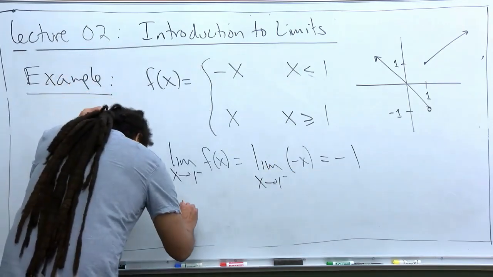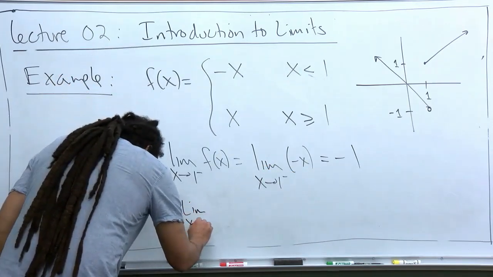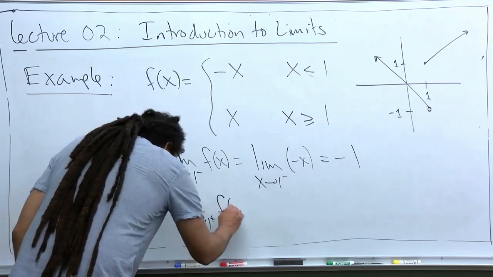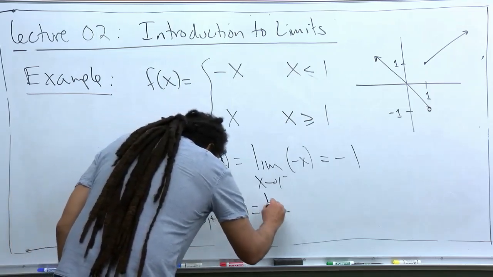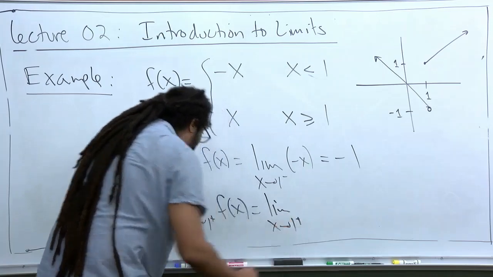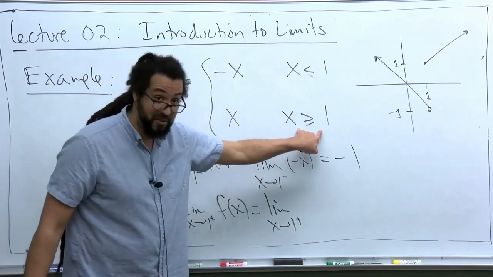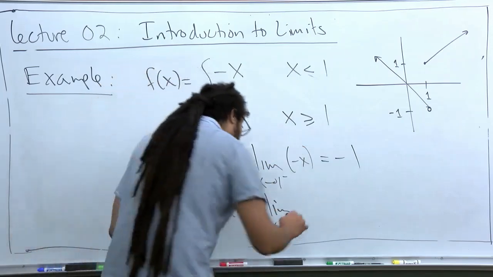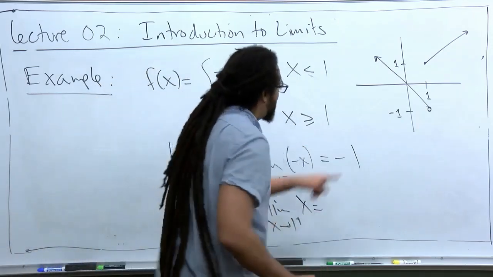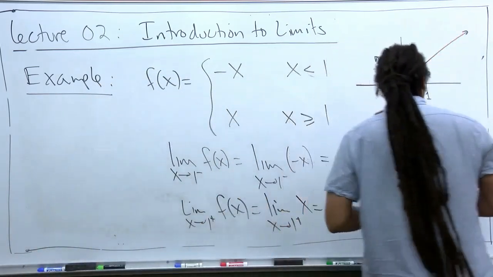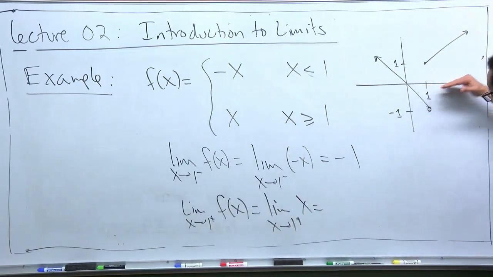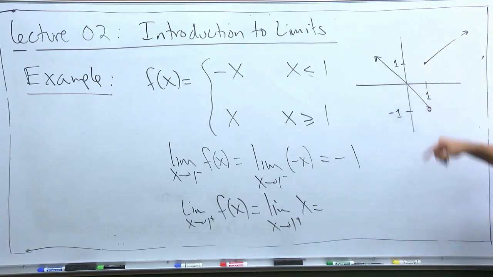What's the right-hand limit? So the limit as x approaches 1 from the right, that's the limit as x approaches 1 from the right of the function x, right? Because that's the piece of the function that's to the right of 1. So now this is just x. So you look at the line y equals x. As x gets close to 1 from the right, the y value gets closer and closer to positive 1.